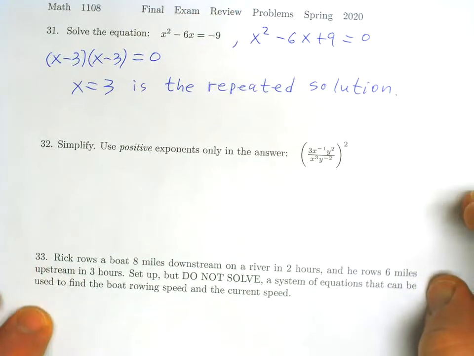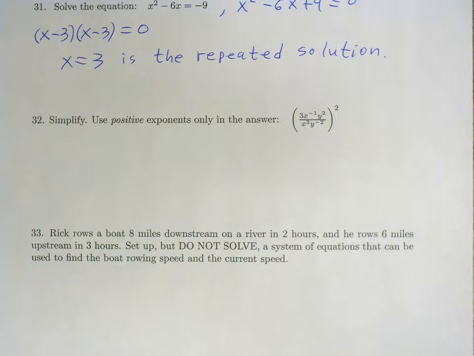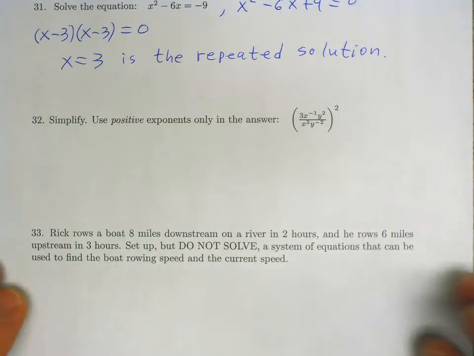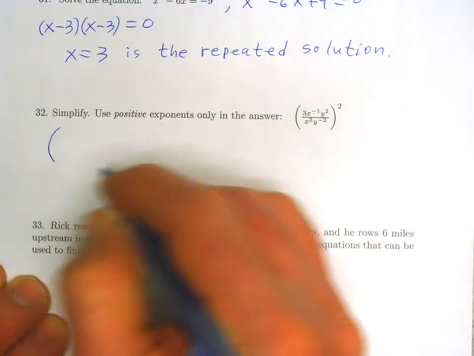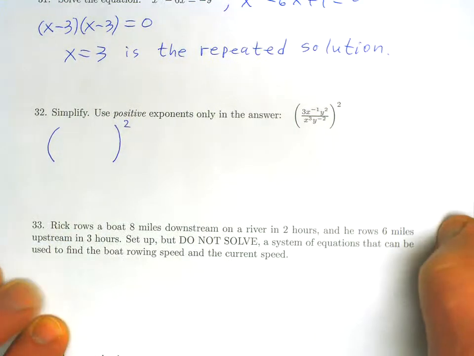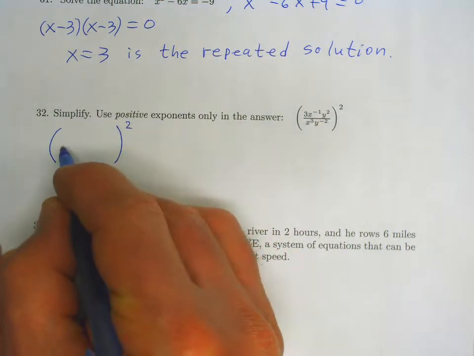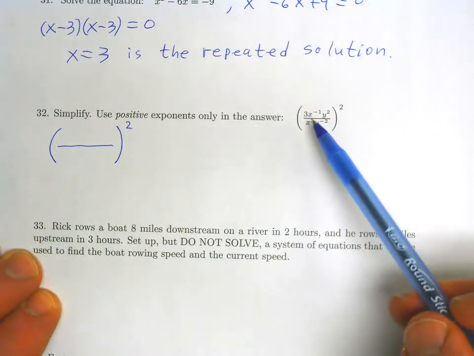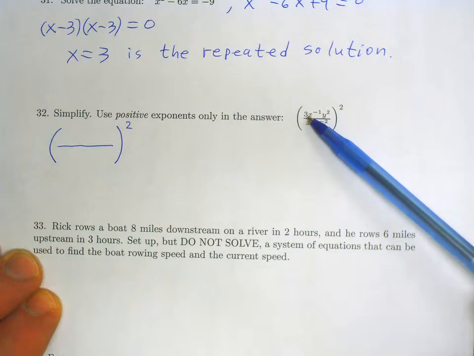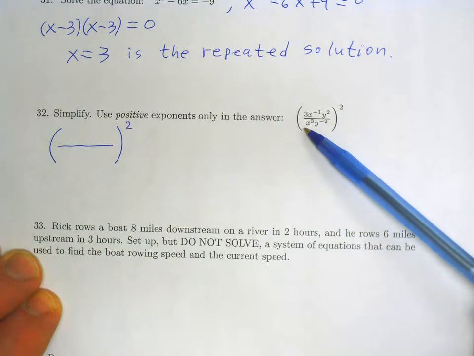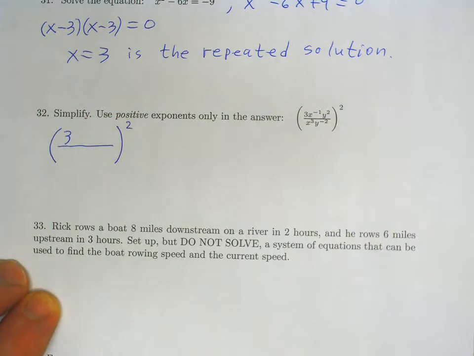Okay, so number 32, simplify. Use positive exponents only in the answer. Okay, so if we simplify what's on the inside of the parentheses first, then afterwards we can apply the outer exponent 2. Well, when we look at the coefficients, 3 is the coefficient in the numerator, 1 is the coefficient in the denominator. 3 divided by 1 is still 3, so we still have 3 in the numerator.